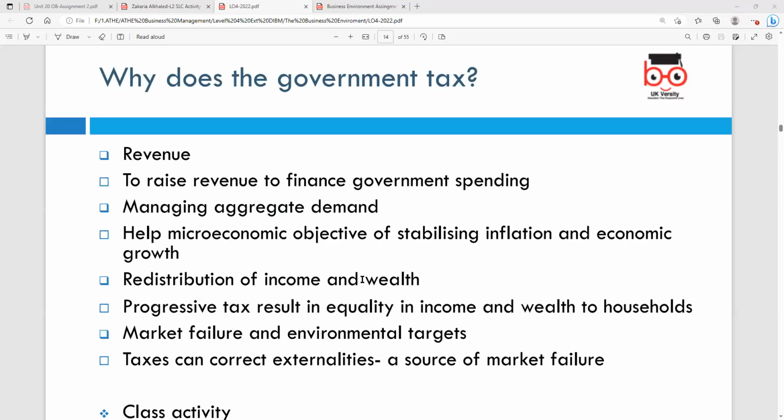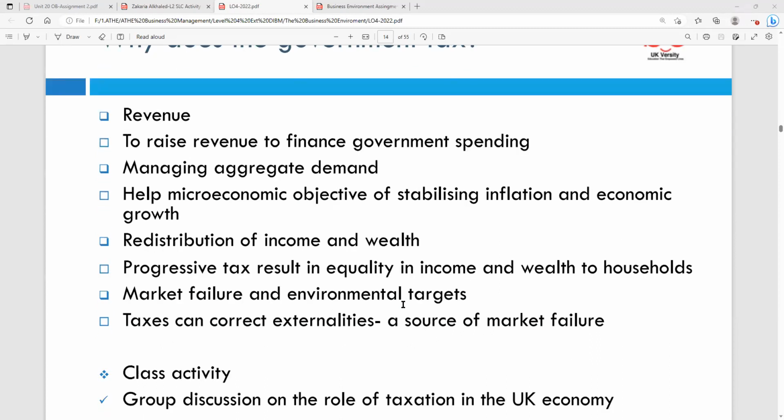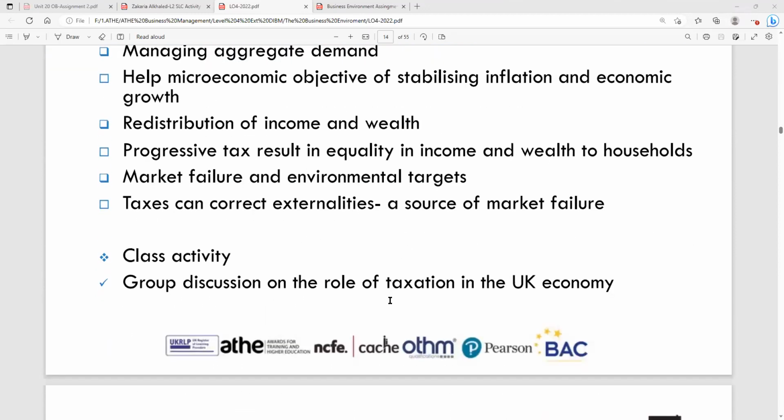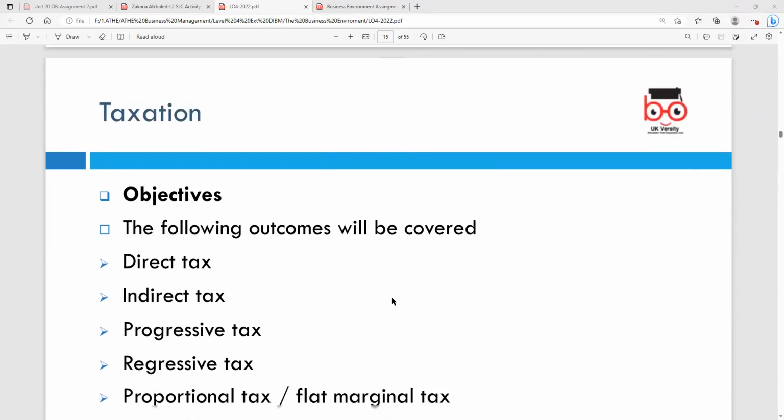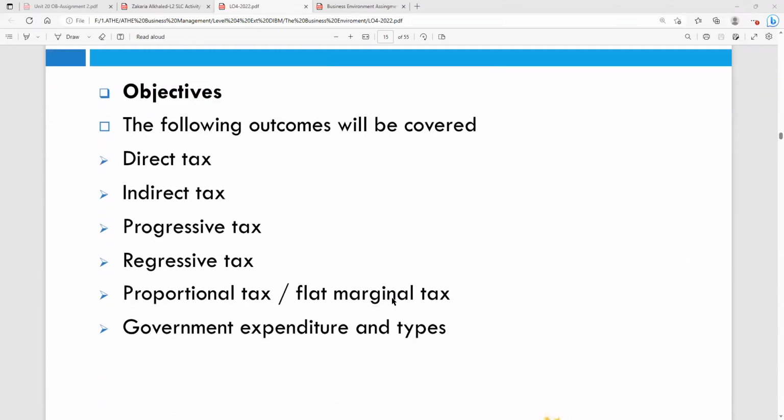The government also wants to tax people to correct the externalities, i.e. the market failure. So it's very important that the government collects this revenue to spend throughout the country to stimulate demand. That's why there are different types of taxation where the government gets the money from. They can collect taxes from a direct tax or indirect tax, or they have a progressive tax, regressive tax, proportional tax, or a flat or marginal tax, for example.